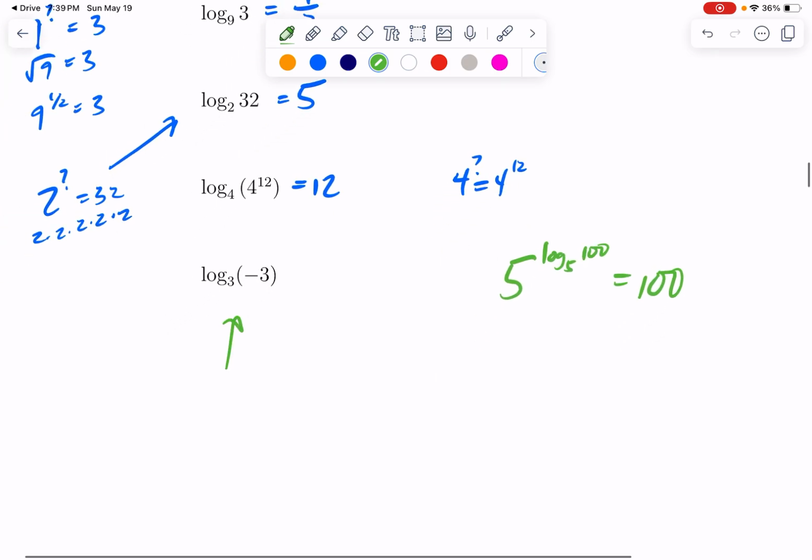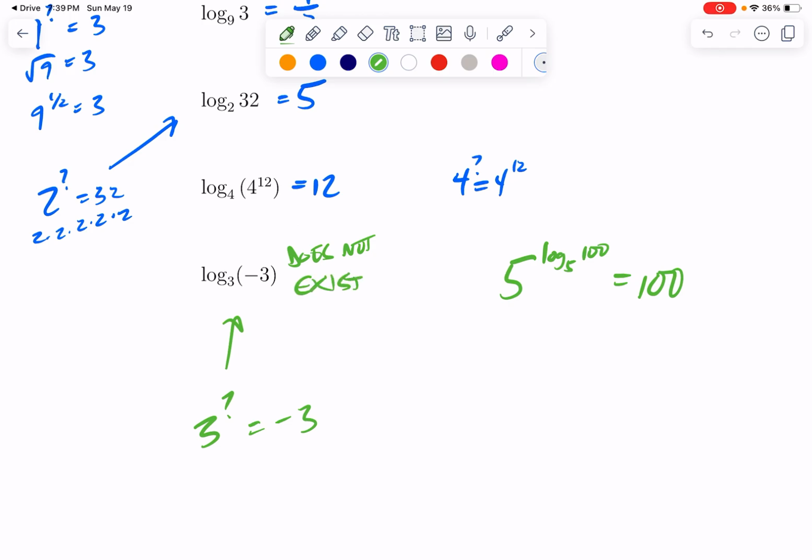And finally, for this last one, we're thinking which power of 3 gives us -3 as the answer. Now, it's not a whole number. It's not a fraction. Fractions would give us roots of 3, not negatives. It's not a negative power. That would give us a fraction. And it turns out there's just nothing that works. So this does not exist. It's simply an impossible operation.